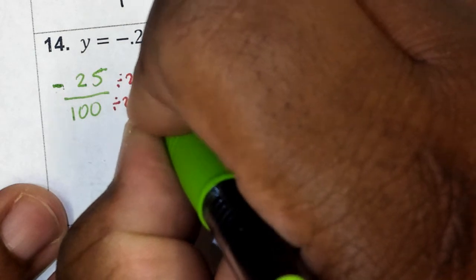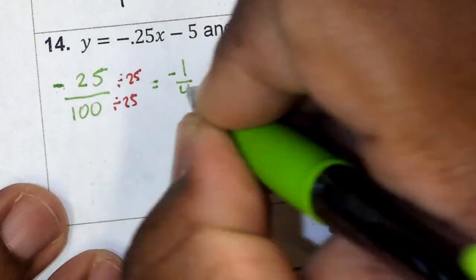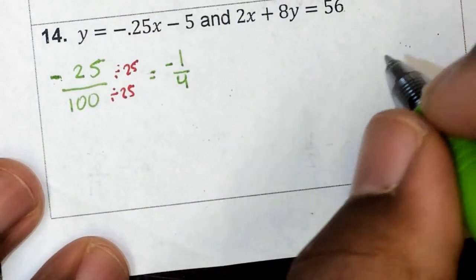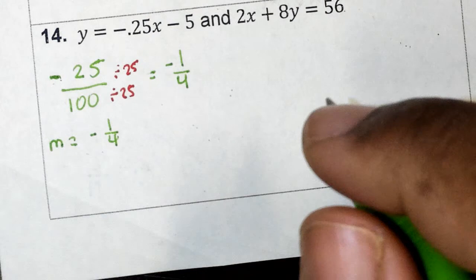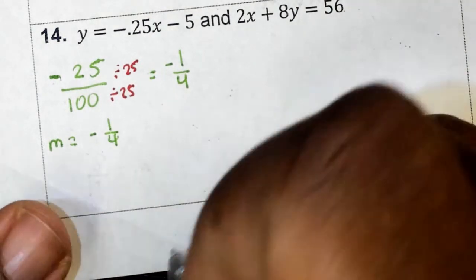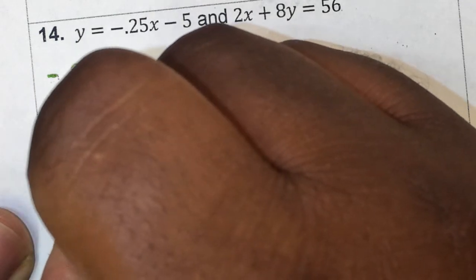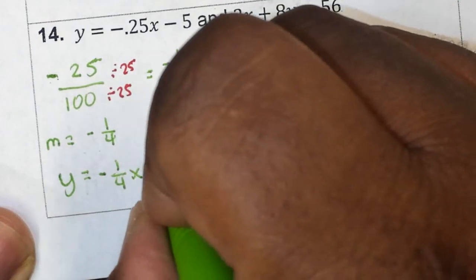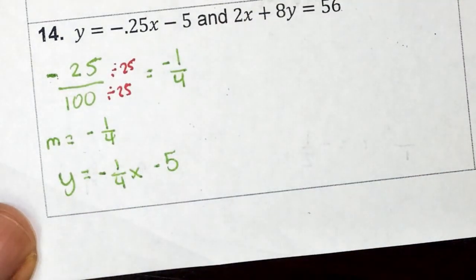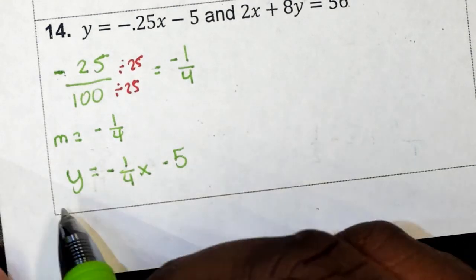So you get negative 1 over 4. So I know my slope in fraction form is negative 1 over 4. That being the case, my equation itself will change to y equals negative 1 over 4 x minus 5. So that's what I'm going to use for my first equation, instead of that 0.25.